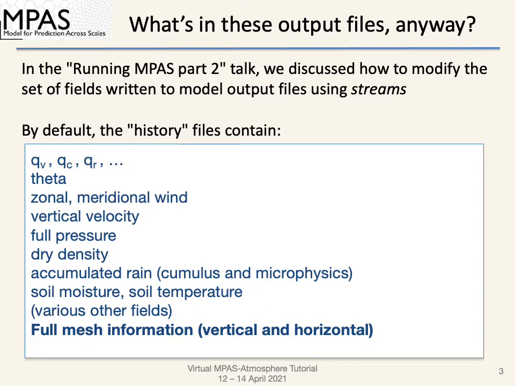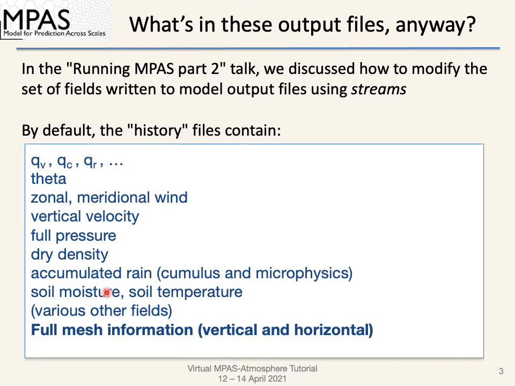In the Running MPAS Part 2 talk, we discussed how we can modify the set of fields that are written to the model output files by manipulating the stream definitions in the streams.atmosphere file. In principle, you could write out whatever fields you would like, but by default, the model history files contain mostly 3D fields, some of which are listed here. We get mixing ratios for water vapor, cloud water, rainwater, and a few other microphysical species. We get potential temperature, zonal and meridional winds, and a few others.